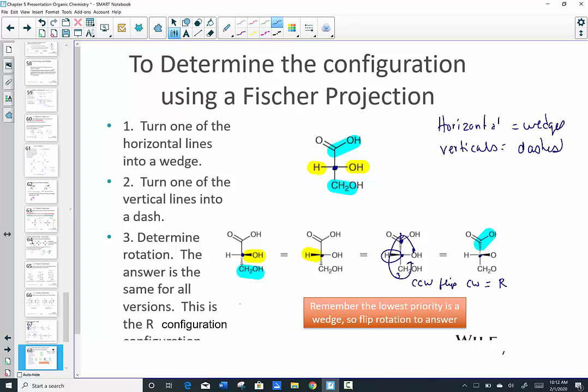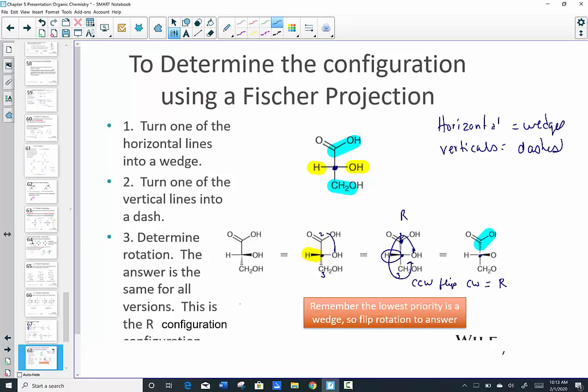Now I determined this to be R. I randomly picked that structure. Let's confirm to ourselves we get R no matter which way we pick. So again, priorities are the same. The priority here, we would still number as 1, then 2, and then priority 3.